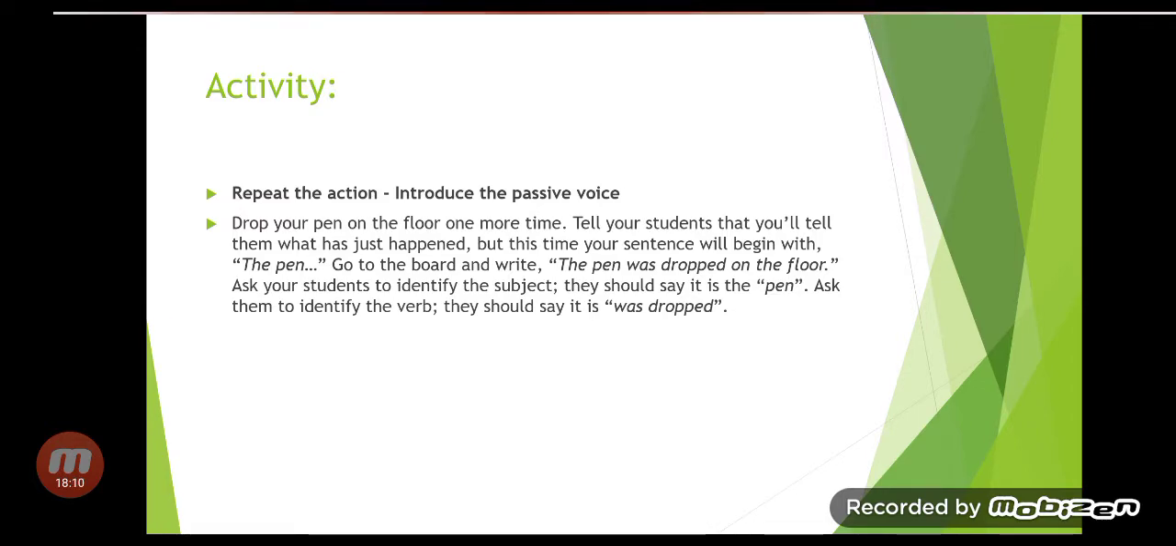Then you will have to ask your students to identify the subject, and then they would say the pen. And then you would have to identify the verb, and they should say it was dropped. Yes. So this is how you will introduce the passive voice in the class. And then you will explain to your students how we converted an active voice into passive voice and what the difference was, and how the object becomes the subject and the subject becomes the object.